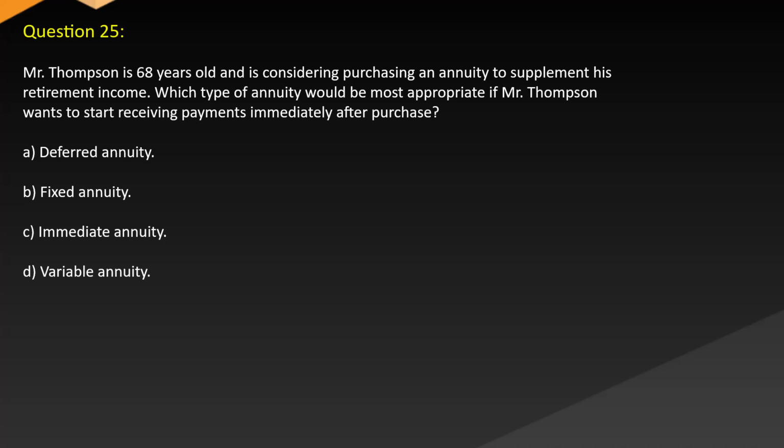Mr. Thompson is 68 years old and is considering purchasing an annuity to supplement his retirement income. Which type of annuity would be most appropriate if Mr. Thompson wants to start receiving payments immediately after purchase? A. Deferred annuity. B. Fixed annuity. C. Immediate annuity. D. Variable annuity.